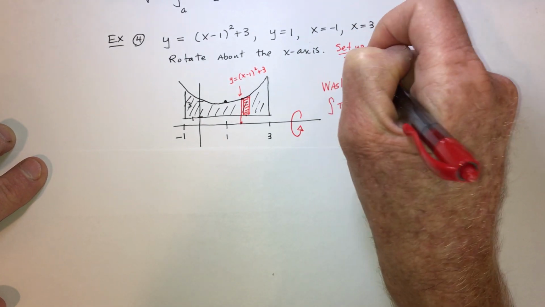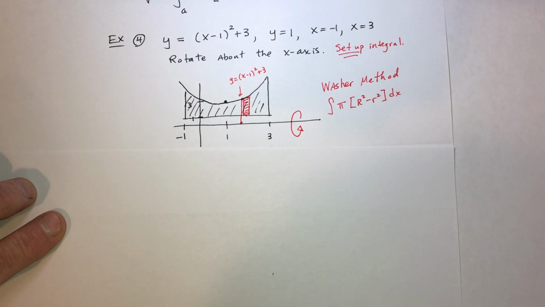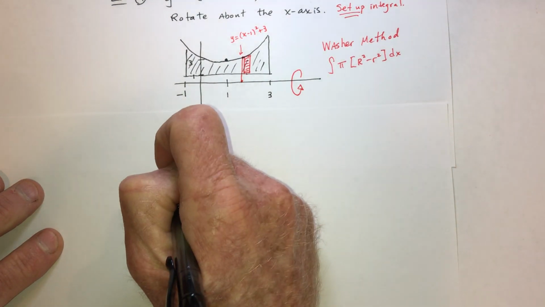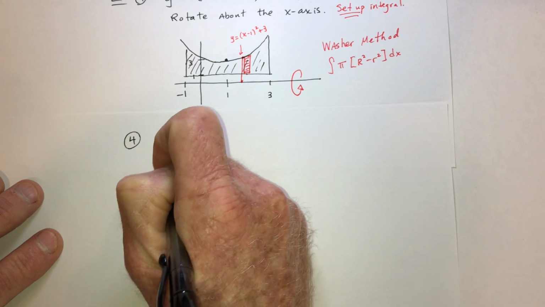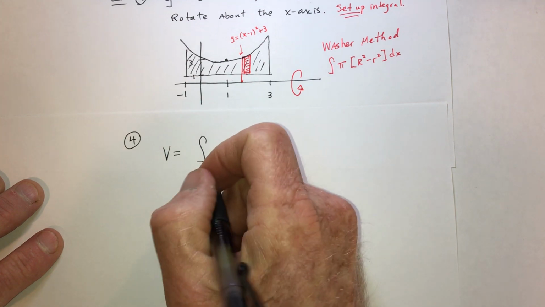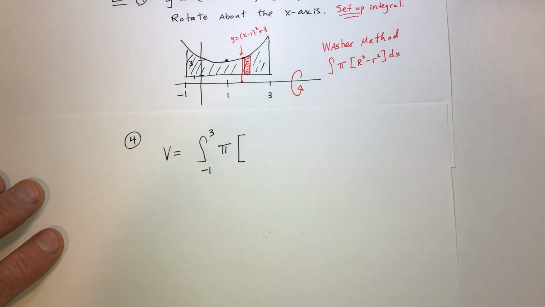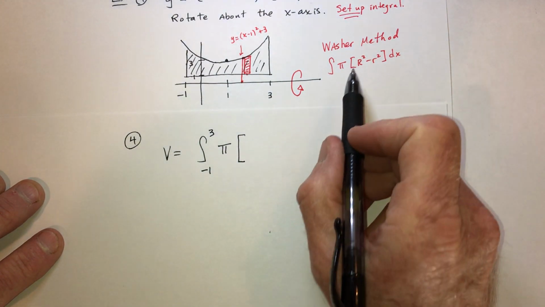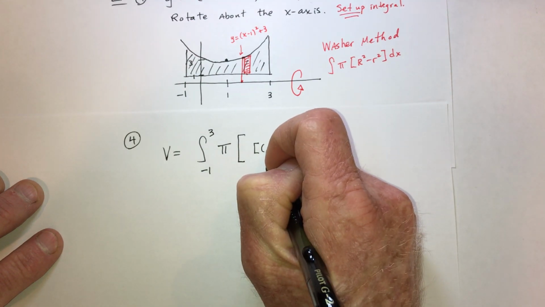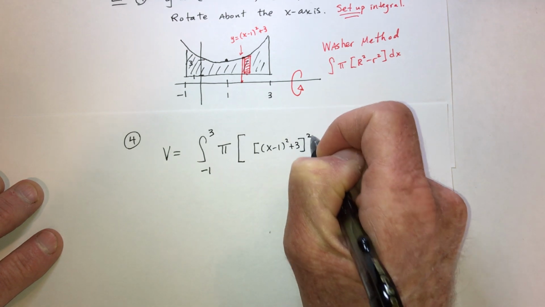I forgot this part of the directions. This one we're just going to set up the integral. Okay, so this one is going to be volume equals integrate. So x is going to go from -1 to 3. And then there's going to be pi. And then we need the big radius squared. So I'm working on that part of the formula right now. So the big radius is parentheses x minus 1 squared plus 3. That gets squared.